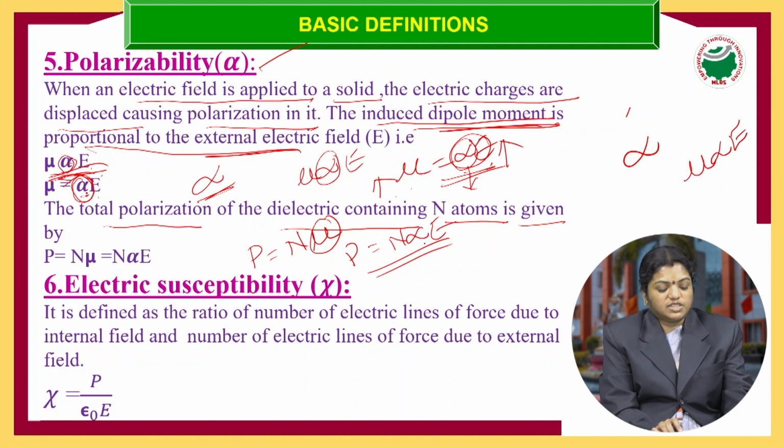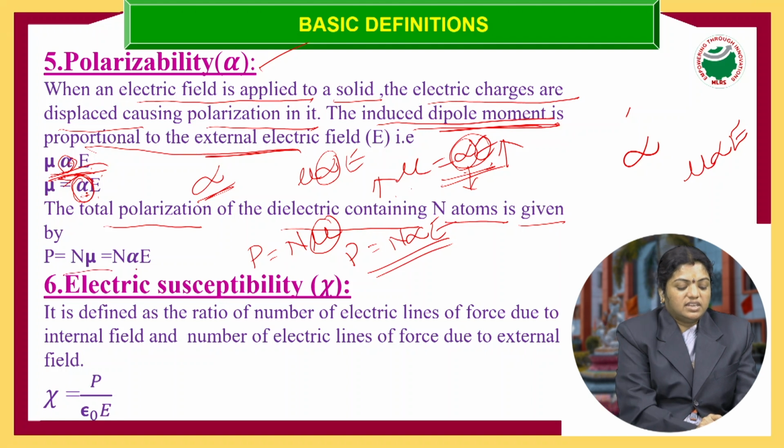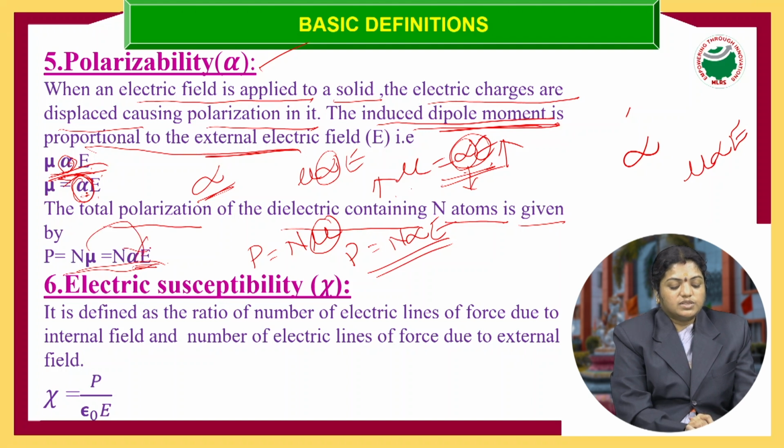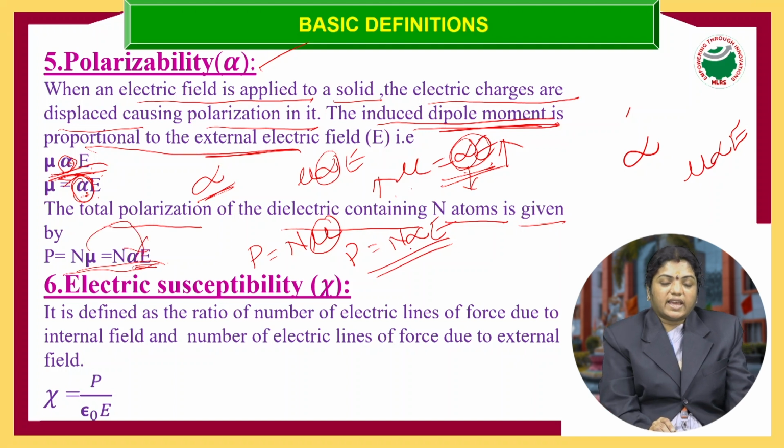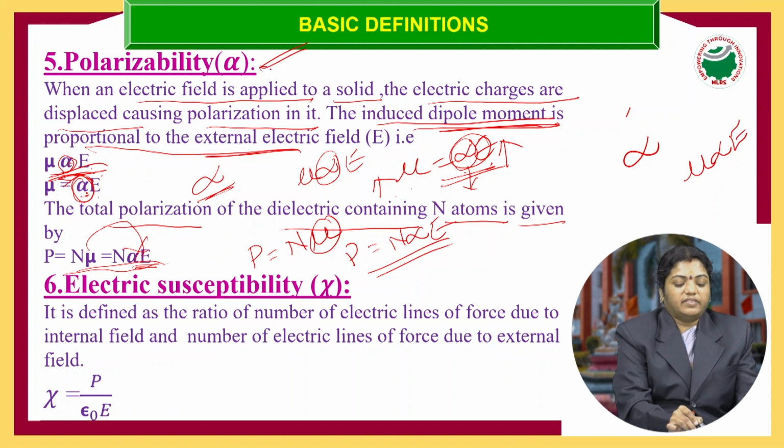So we have to substitute this mu value in this definition. What is the polarization? Another definition is n mu. In that mu place we have to substitute n alpha E. N into alpha E, this is the mu place. So P is equal to n alpha E. This is also polarization, and this is a very important definition.